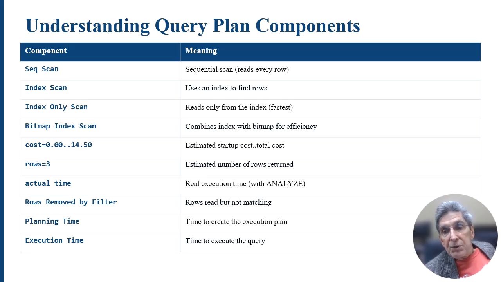And the cost numbers are estimates, not real time. Use them to compare different plans, not as absolute measurements. Rows removed by filter is particularly useful because it tells you how many rows Postgres had to read and discard. A high number here on a large table is a strong signal that you need an index.